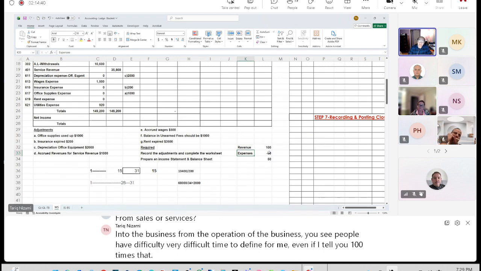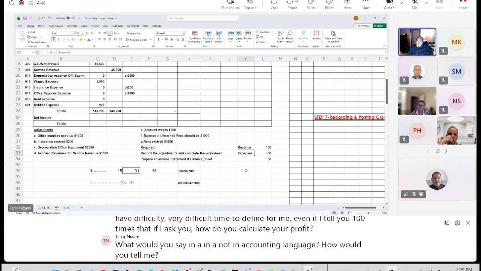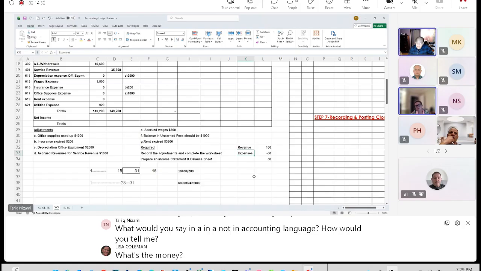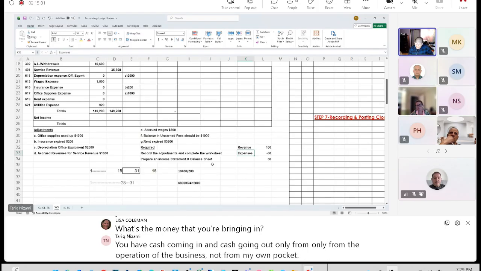If I ask you, how do you calculate your profit? What would you say, not in accounting language? How would you tell me? What's the money that you're bringing in? Your cash coming in and cash going out, your expenses, from the operation of the business, not from my own pocket, not from a bank borrowing money.